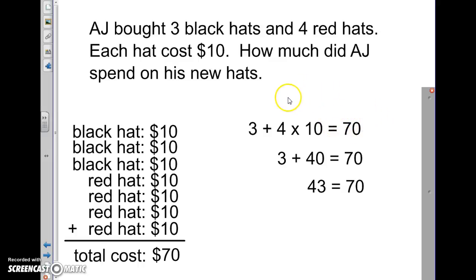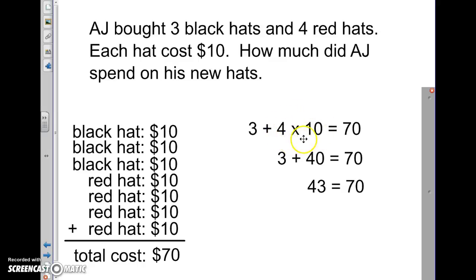So in this one, he got 3 black hats and also 4 red hats, and each one costs $10. So if we have 3 plus 4 times 10, it should equal a total of 70. Without any parentheses, order of operations: which operation would we do first, addition or multiplication? We would do multiplication first.